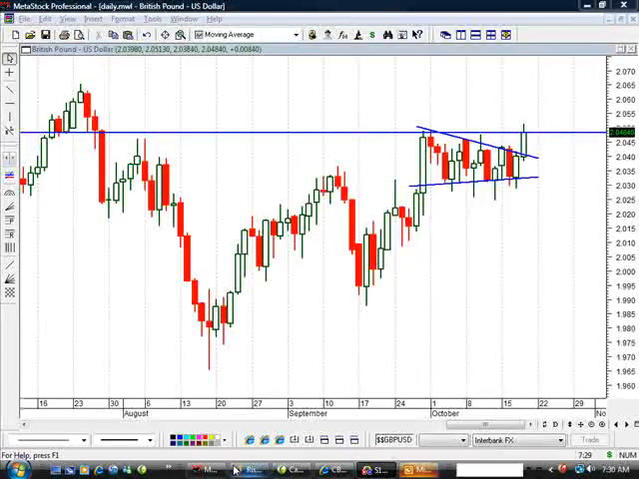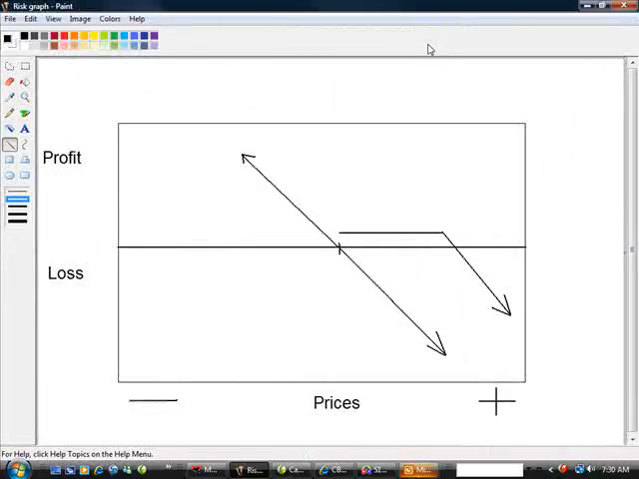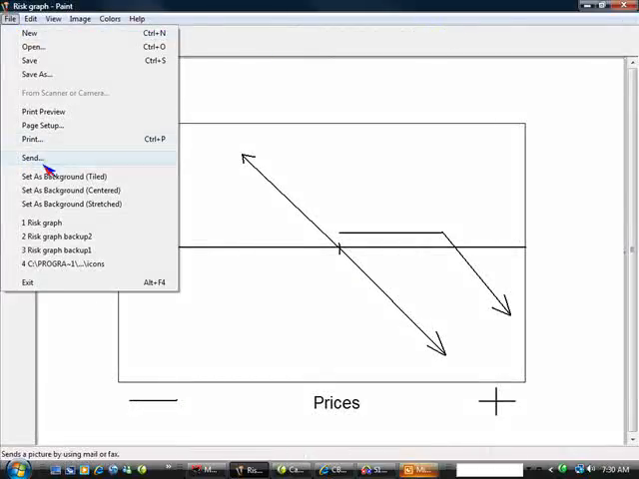So I'm going to stop my camera. We're going to go to our graph. I'm going to start my camera again. Let's bring up a fresh one.